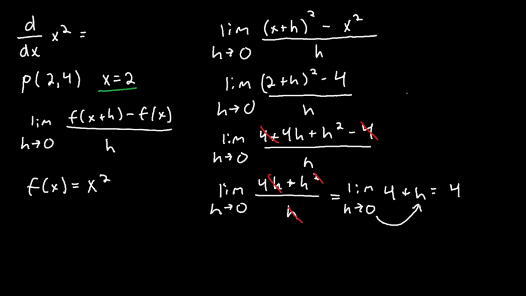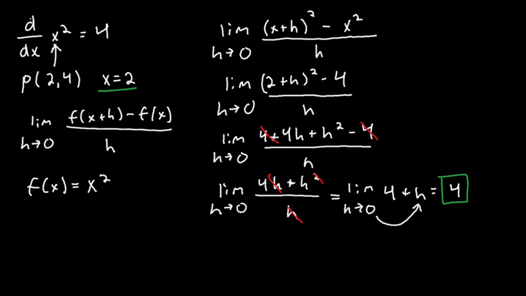Let's use green to circle. So the derivative at point (2, 4) for our function x squared is equal to 4.